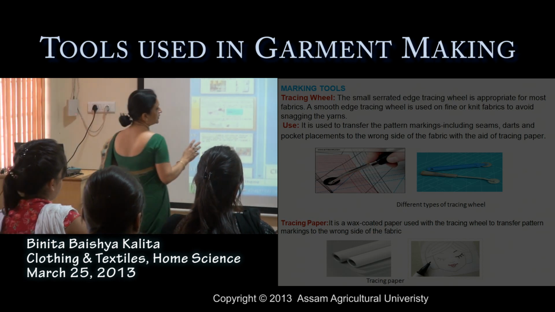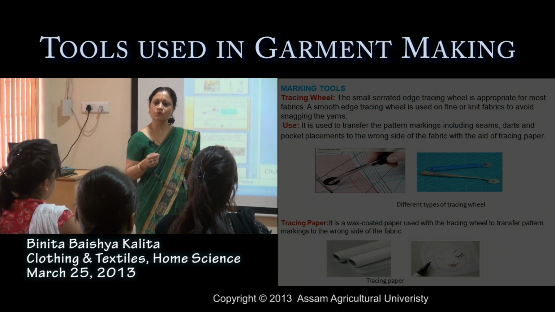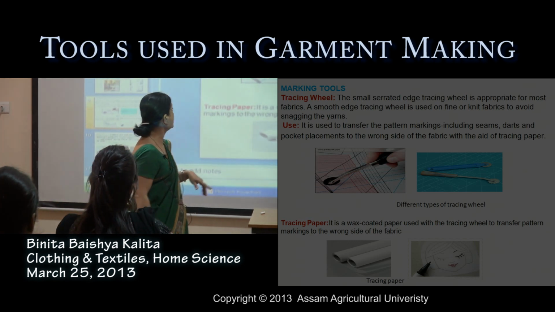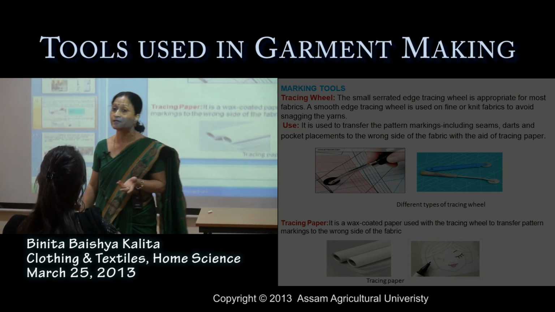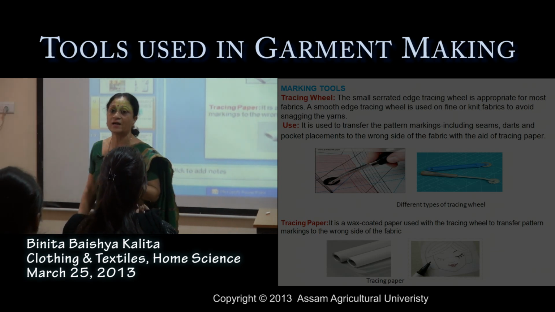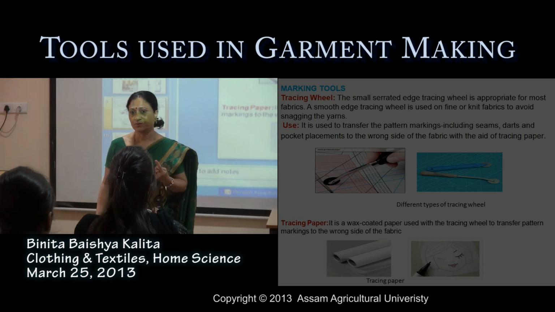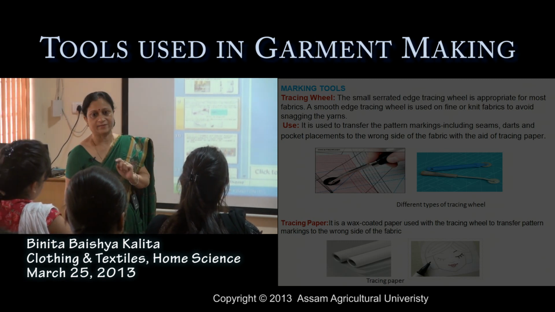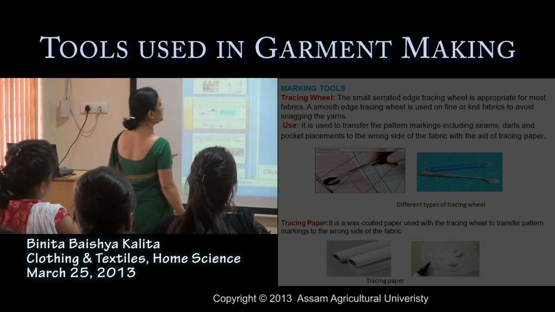Mostly this tracing wheel is available with one wheel. Sometimes you may get tracing wheels having two wheels. At the same time it will mark two lines on the paper pattern or garment.